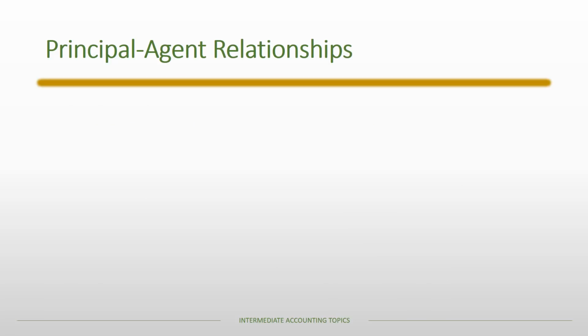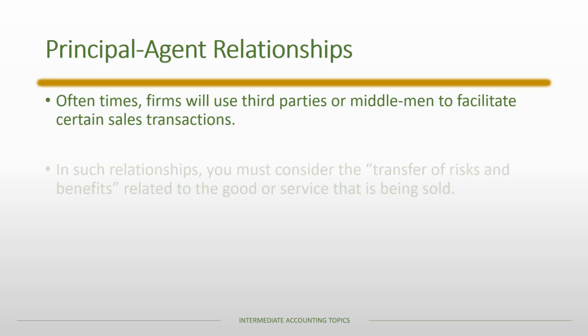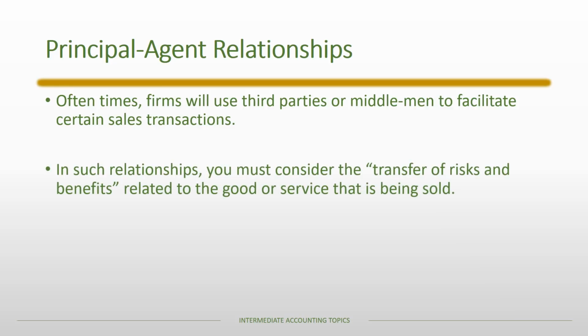Another common example is a principal-agent relationship. This is a situation where there's a third party or a middle person that facilitates certain sales transactions. A lot of times in these transactions, you have to think about, okay, well, do the risks and the benefits related to the good or service actually transfer to that third party? If they don't transfer to the third party, then really what you have is a principal-agent relationship.